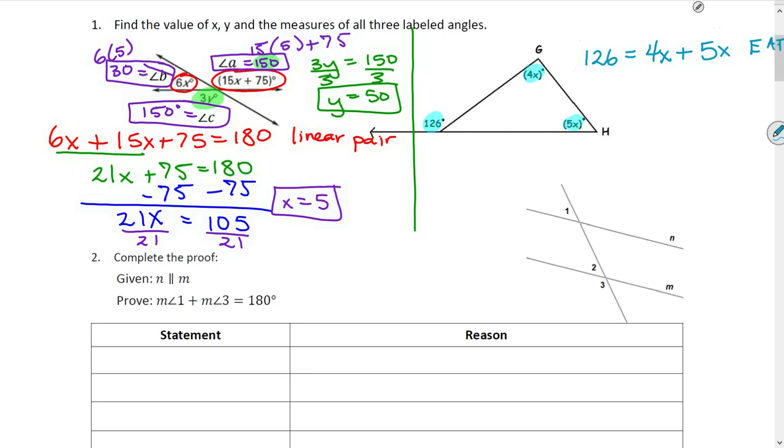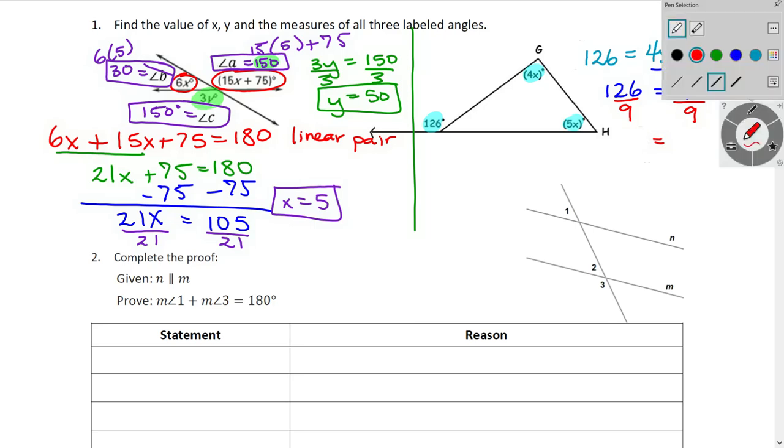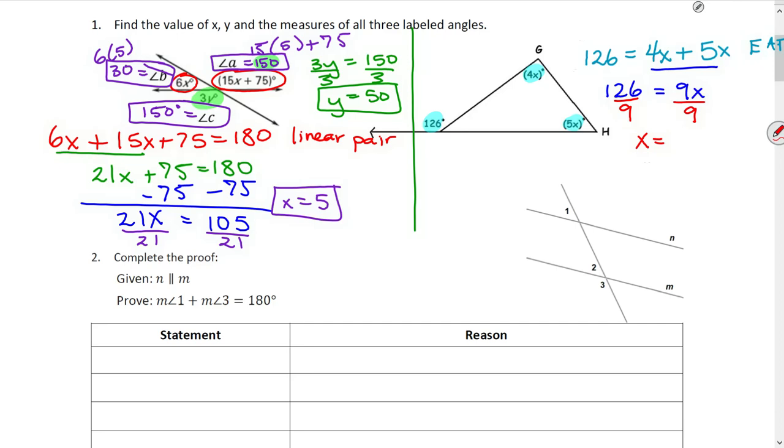Okay, now I will combine like terms, and 4x and 5x give you 9x. So 126 is equal to 9x. And then, because 9x is being multiplied by 9, I will do the opposite of that by dividing both sides by 9. And x is equal to 126 divided by 9, and I get 14.